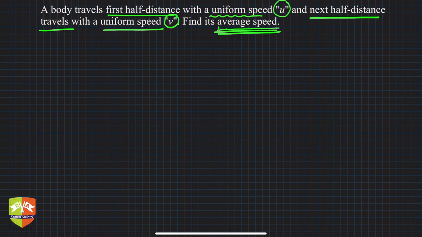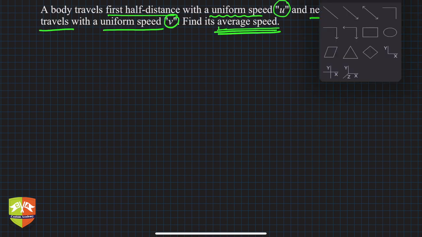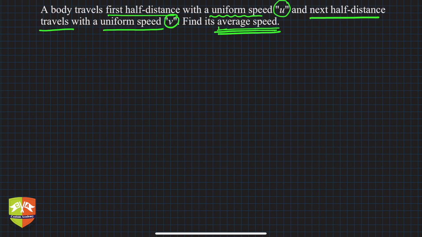It's a very good practice to read the question thoroughly at least a couple of times so that there is no ambiguity in your understanding. A body travels first half distance with a uniform speed u, next half distance travels with a uniform speed v. Find its average speed. In such questions, what you need to do is first draw a representative diagram. It gives a lot of clarity to your mind while solving problems. It's a very, very good practice.